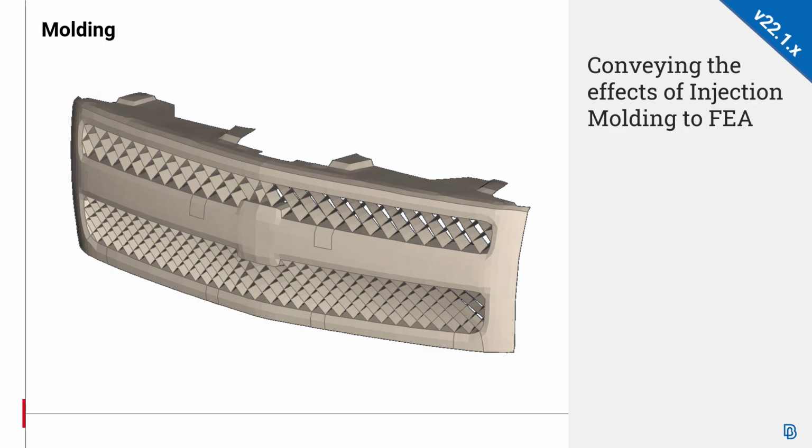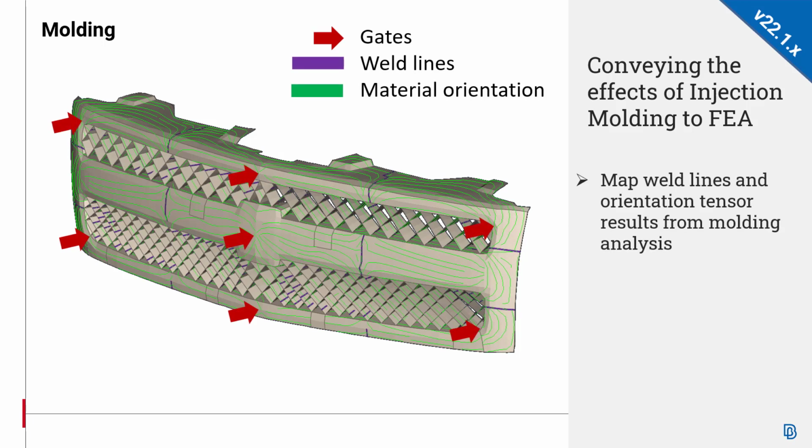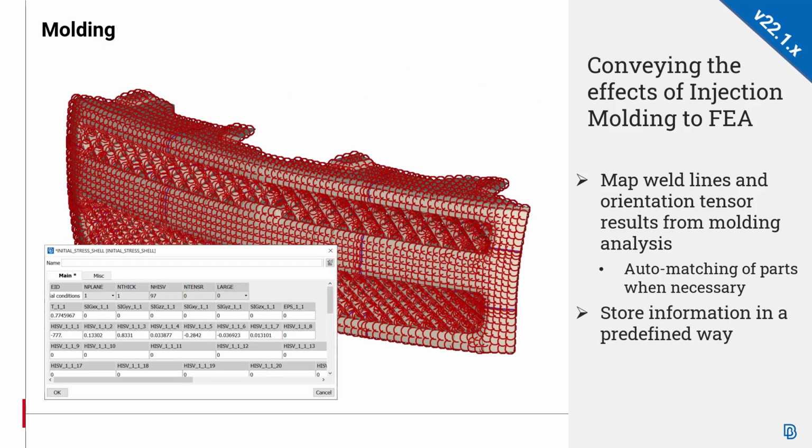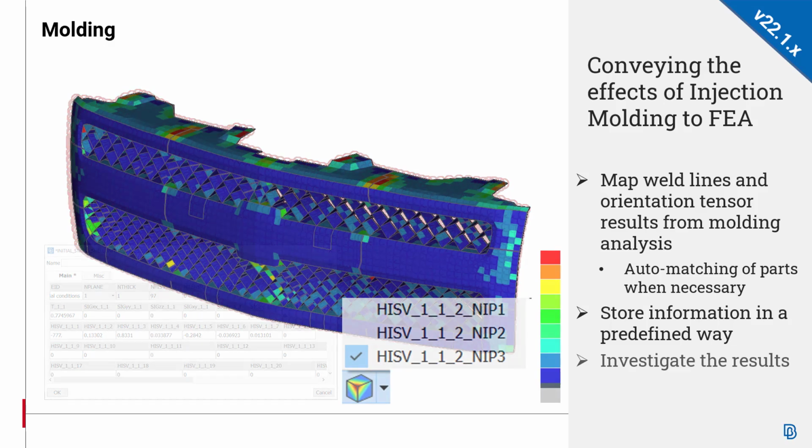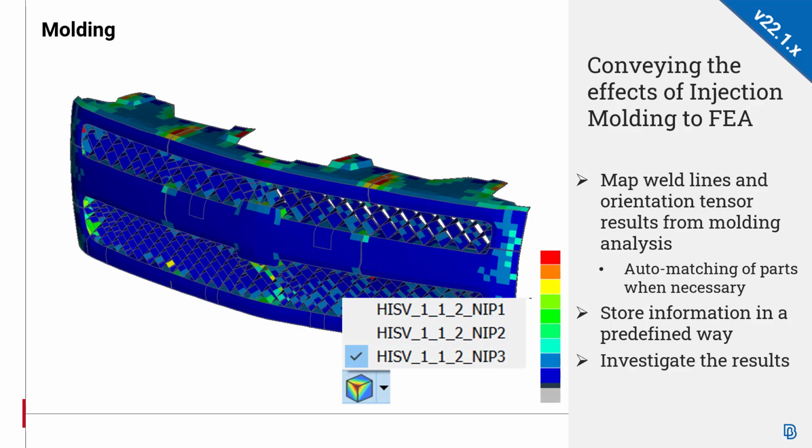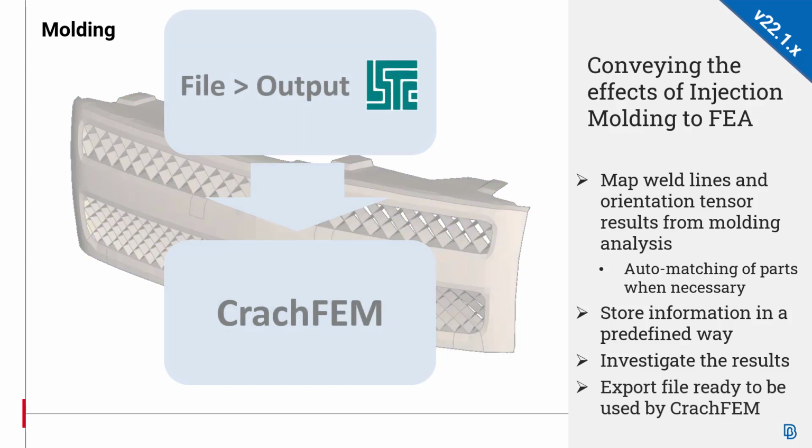Moreover, several enhancements have been implemented when conveying the effects of injection molding to FE analysis. Firstly, weld lines and orientation tensor results from molding analysis can be mapped. Prior to mapping, auto-matching of parts position can be applied if necessary. The mapped results are stored in the initial stress keyword of LS-DYNA for each element, and they can be visualized by creating a fringe plot. Using the file output LS-DYNA function, files ready to be used by CRAHFEM can be exported.